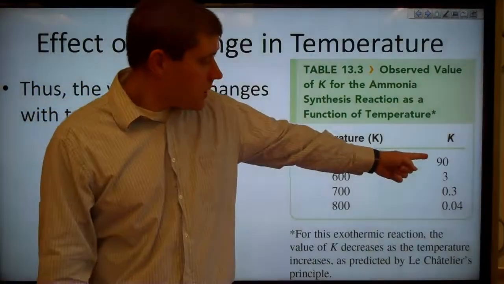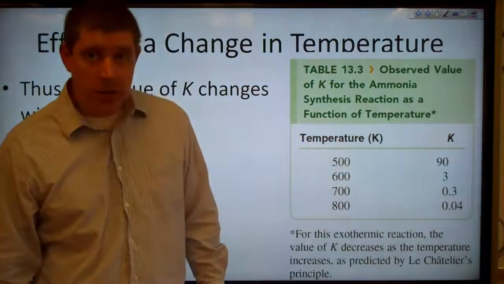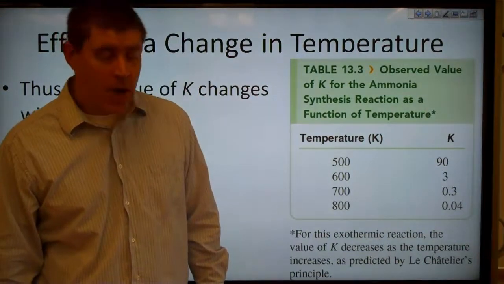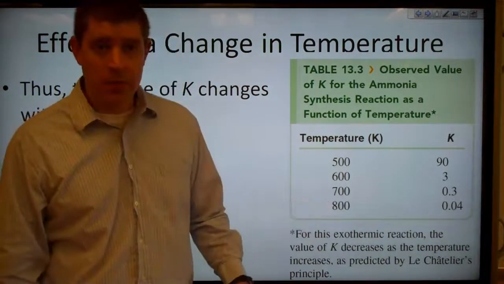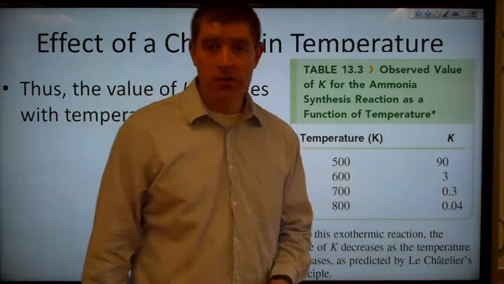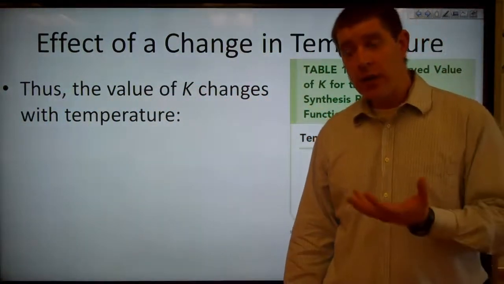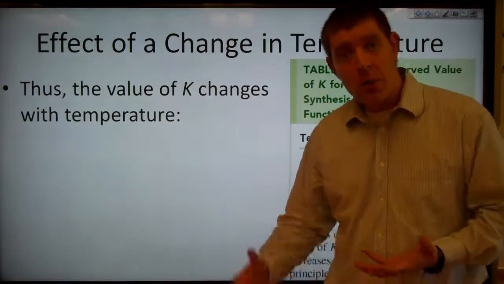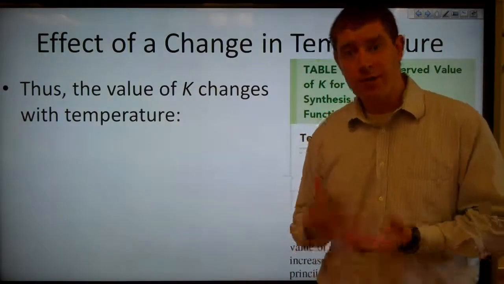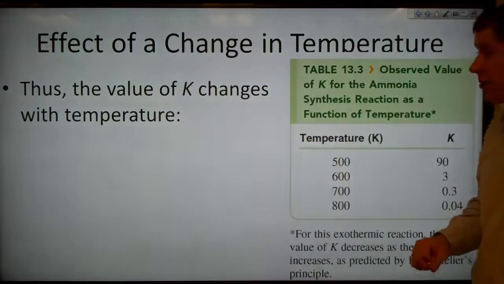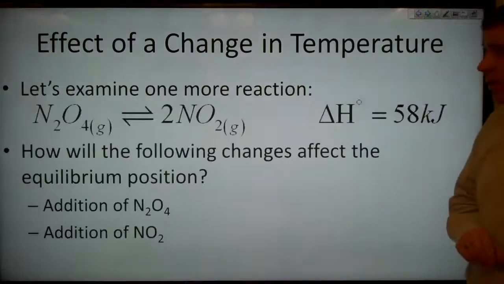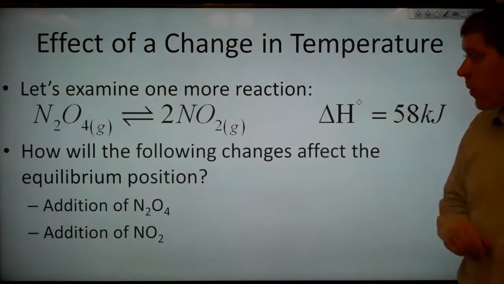And so you can see that the value of the equilibrium constant decreases as we increase the temperature. If the value of the equilibrium constant is decreasing, that means that we are getting less and less of our product. That means we're shifting the equilibrium farther to the left, so it matches what we expect to see from Le Chatelier's principle. So let's look at one more reaction.